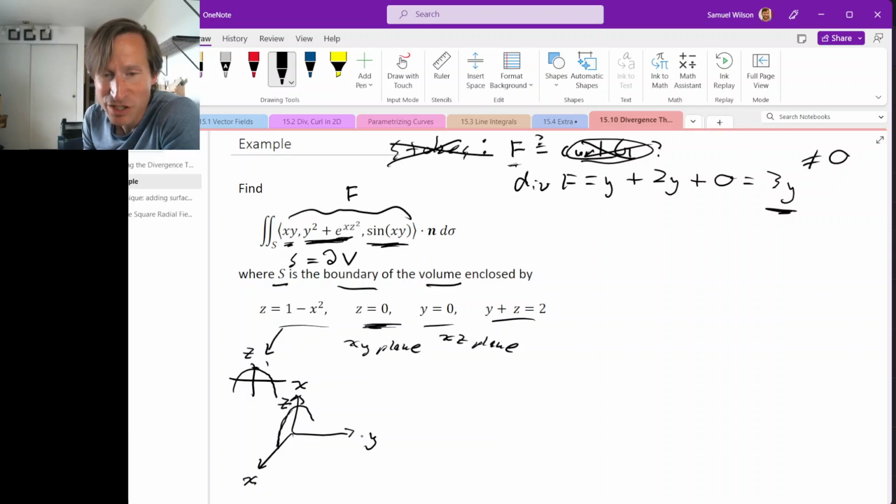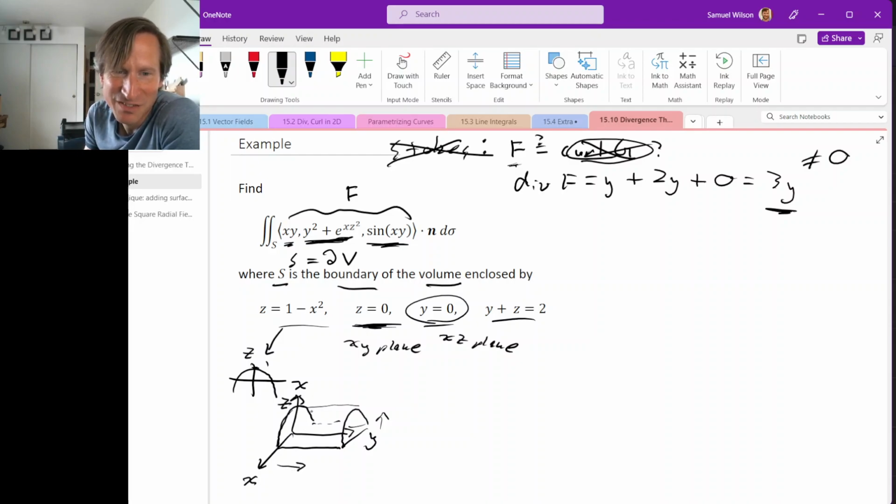In the y direction, this parabola just gets swept in the y direction and we get a parabolic cylinder like this, right? The cylinder that sits on this parabola. Okay, so z equals 0, that's the xy plane, so we just need everything above the xy plane. Y equals 0, the xz plane, so we need everything to the right of the xz plane.